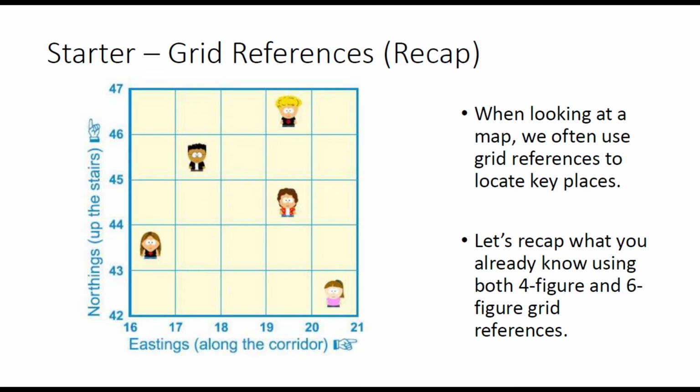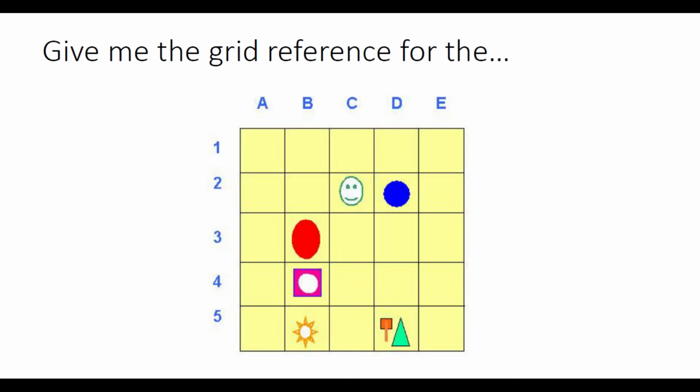Don't forget our special rule, along the corridor and up the stairs. Can you give me the grid reference for the blue circle? You're right. We'd have to go along to D and down to 2. Can you give me the grid reference for the red circle? You're right. Along to B, down to 3.